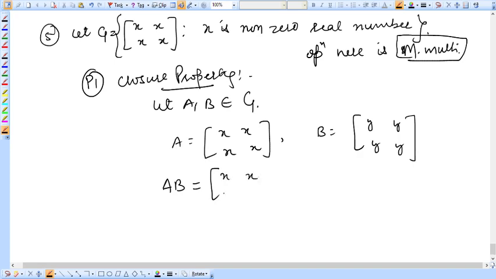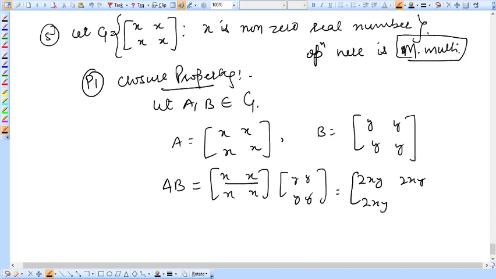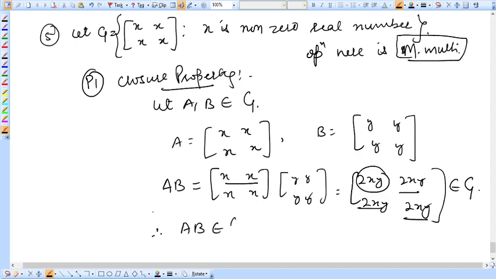[[x, x],[x, x]] and [[y, y],[y, y]]. After multiplication it would be x times y plus x times y, which is equal to 2xy, 2xy, 2xy, 2xy, right? So see here, all four elements are same. It means this element also belongs to G. Therefore you can write here, AB belongs to G.